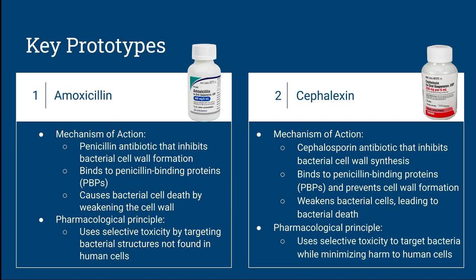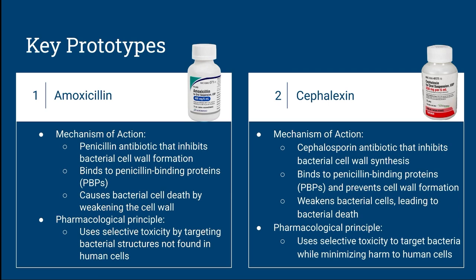Now, I chose two key prototypes, the first being amoxicillin, which is a penicillin antibiotic that works by preventing bacteria from forming a strong cell wall. It binds to proteins called penicillin binding proteins, which are responsible for helping bacteria build and maintain their cell walls. By blocking these proteins, amoxicillin weakens the bacterial cell wall, causing the bacteria to break down and die. The pharmacological principle behind amoxicillin is selective toxicity, meaning it targets bacterial structures that are not found in human cells, allowing it to destroy bacteria while minimizing harm to the patient.